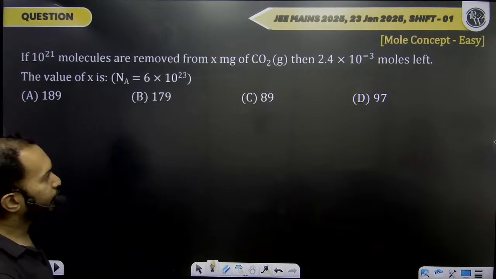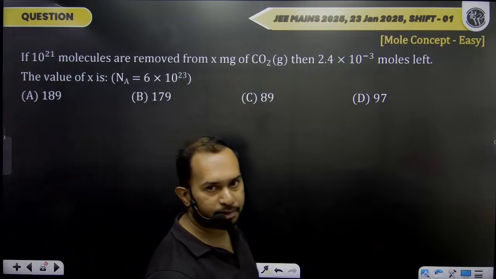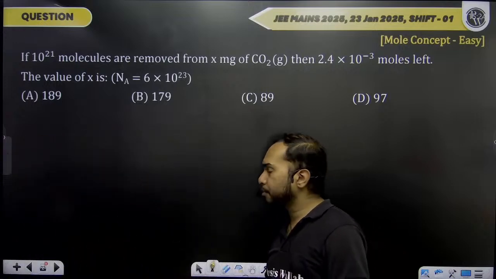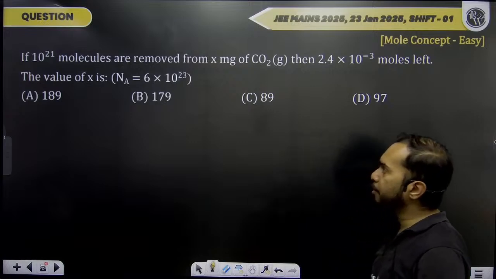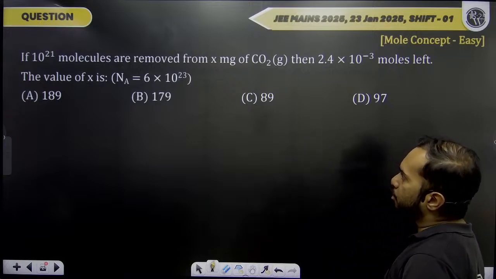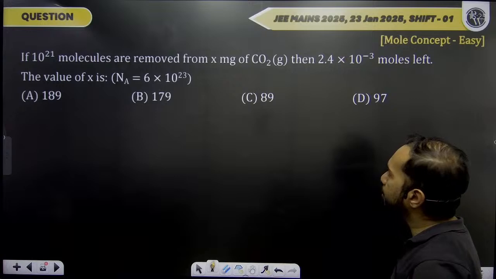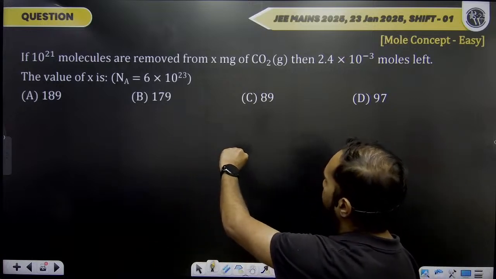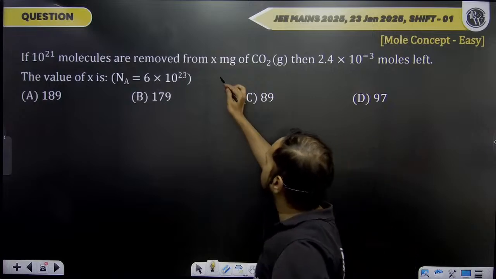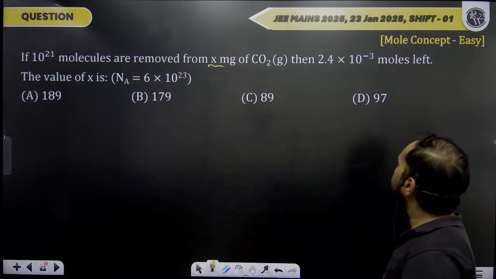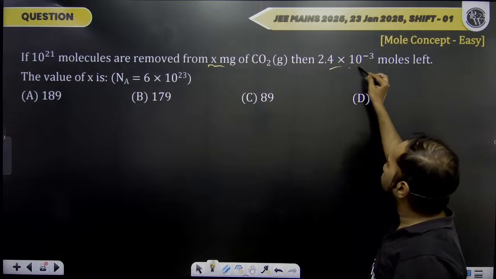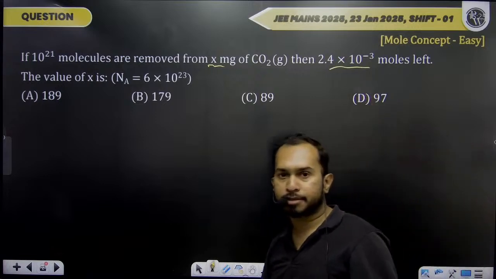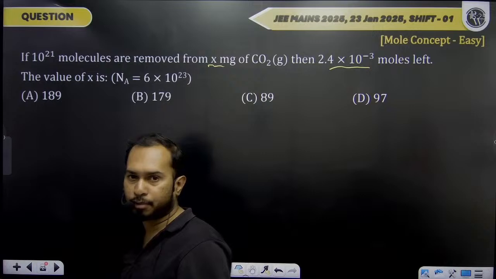Now, this is a very pet question in mole concept which we do. We do a lot of practice of these types of questions. These questions are already present in our DPP modules. Various questions of this type are already present over there, right? What is it saying? That 10 to the power 21 molecules are removed from X milligram of CO2, then this many moles of CO2 are left. Find the value of X. Avogadro number is given. We already know the Avogadro number value.